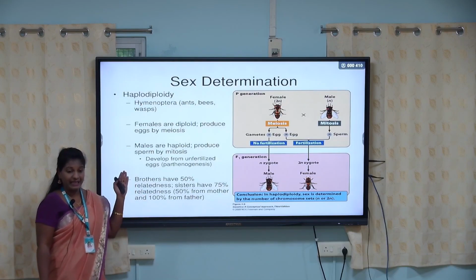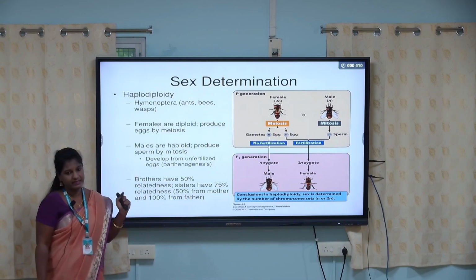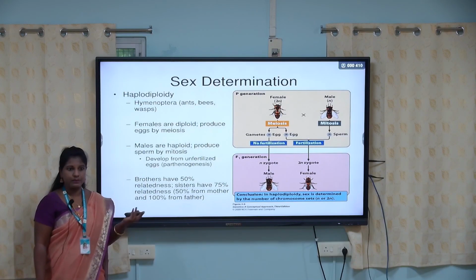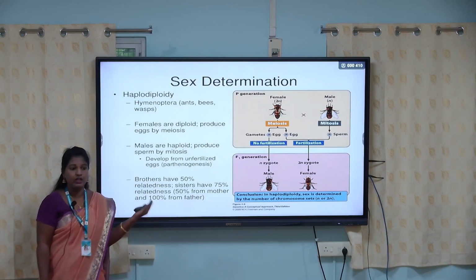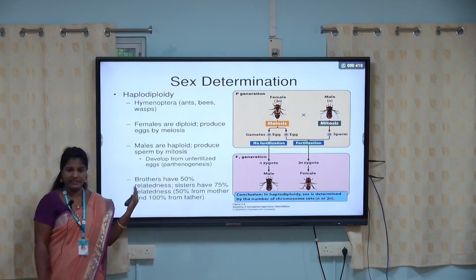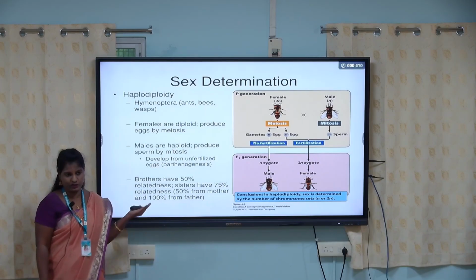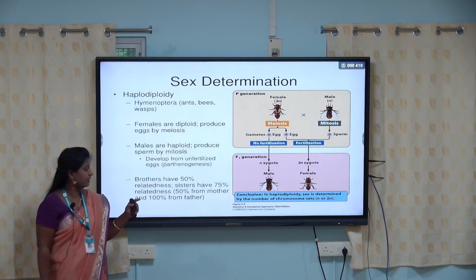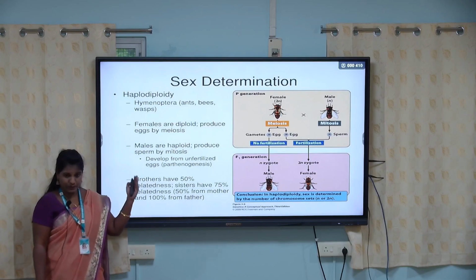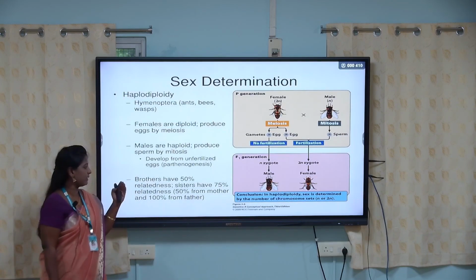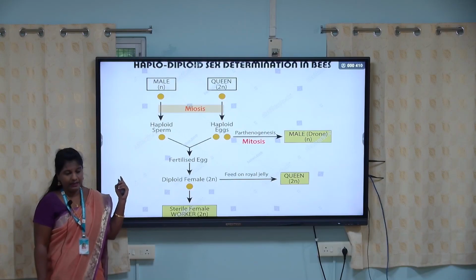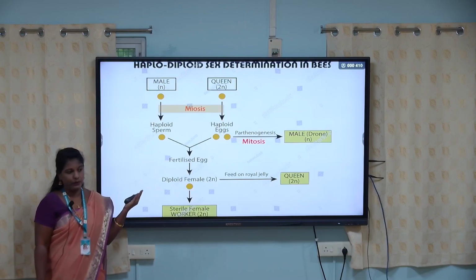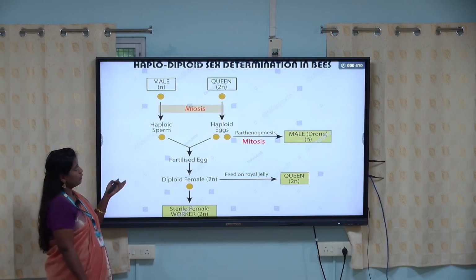Males develop from unfertilized eggs. Unfertilized means eggs without fertilization, which is known as parthenogenesis. This parthenogenesis leads to the production of males, which is responsible for the chromosomal number and sex. So this is the mechanism of haplodiploidy, a mechanism of chromosomal control.